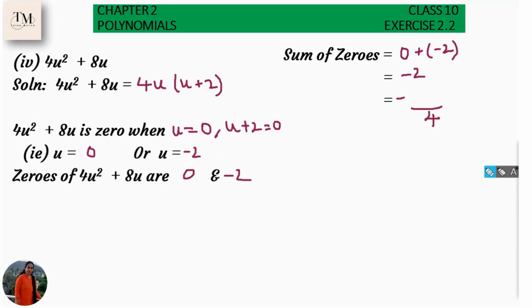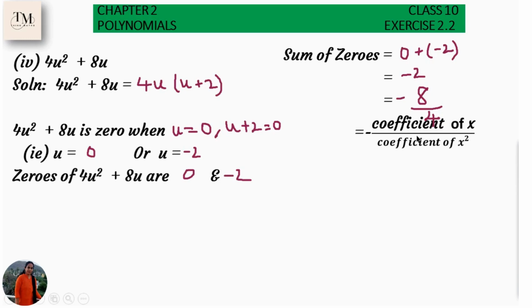So minus 8 divided by 4. Here the negative sign is already there. So minus 8 is nothing but minus coefficient of u, divided by coefficient of u square. So it is minus coefficient of u divided by coefficient of u square.